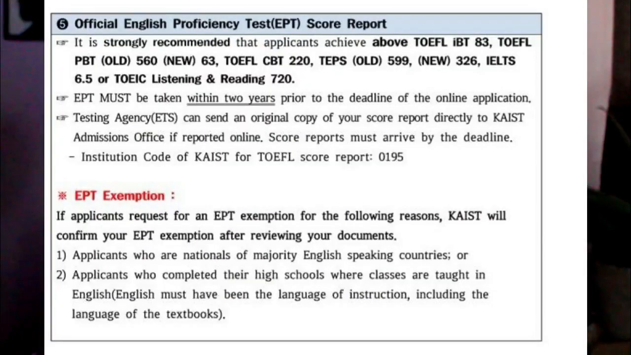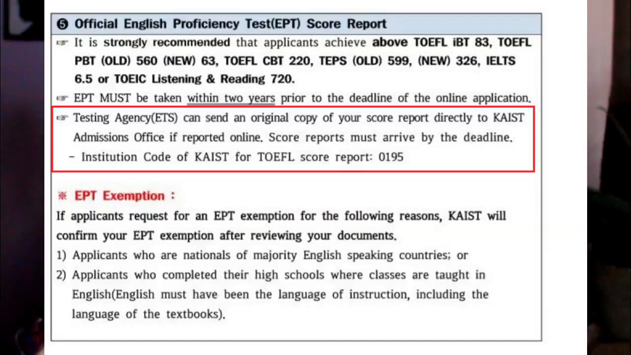Next, we have the official English proficiency test, EPT score report. It's really recommended that applicants achieve above TOEFL iBT 83, IELTS 6.5, or TOEIC listening and reading 720. The others you can see, I don't know what the others are, PBT, CBT, old. I don't know what they mean, but if you know, you can just screenshot.